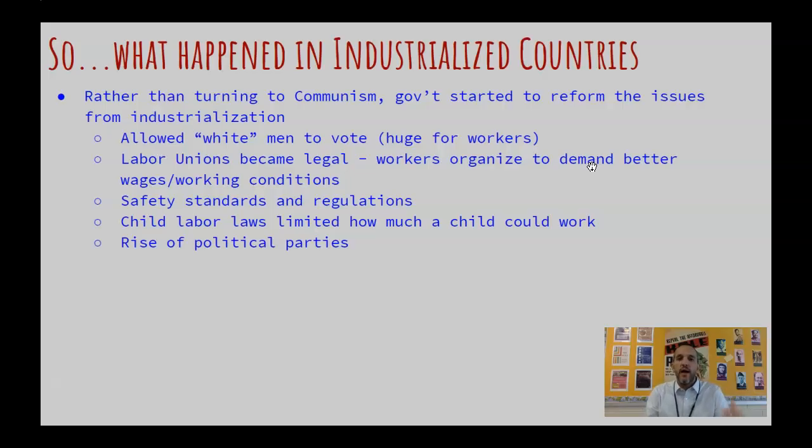And also we see the rise as a result of this of political parties. You have different people who believe in different things, and the different political parties are going to represent those beliefs, whether it is a party that represents more entrepreneurs and wealthier people or working class people, and that shift in most countries of those parties developed during this period.